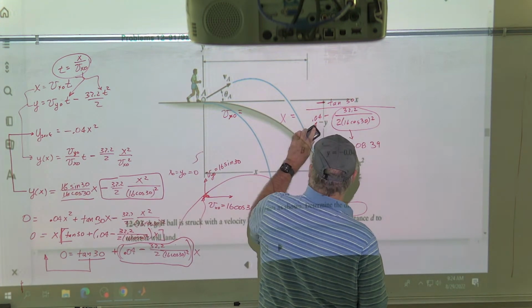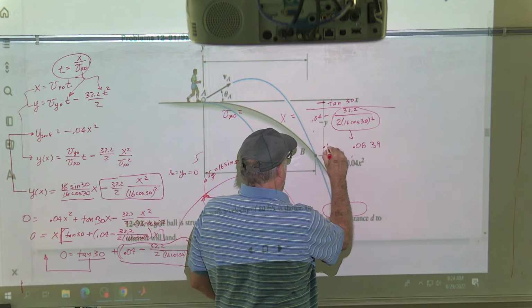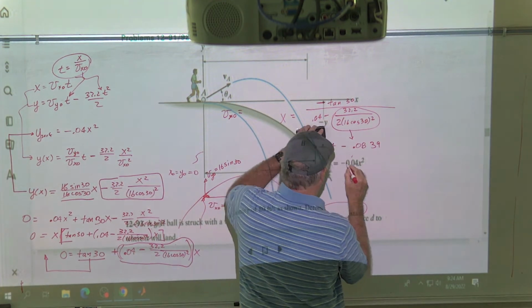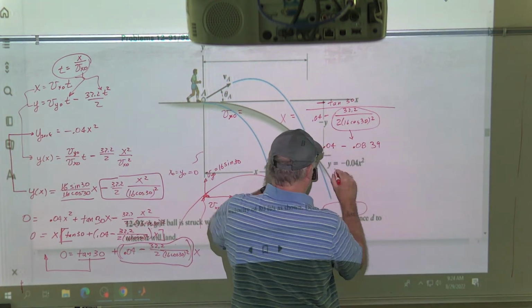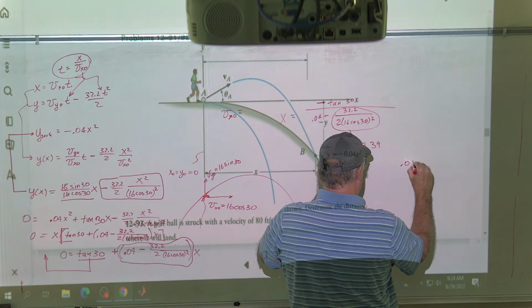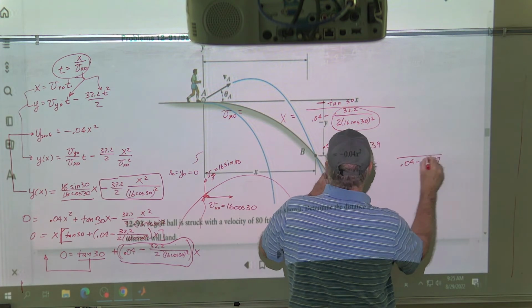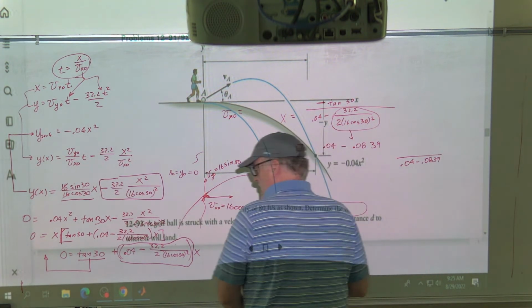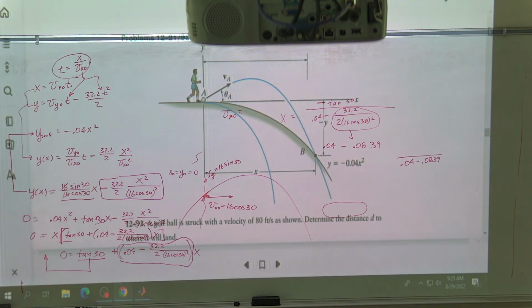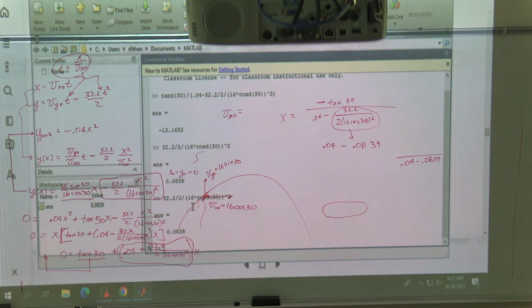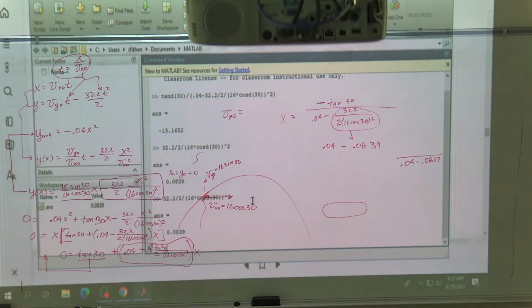So now I get 0.04 minus that, but let me move it down. Okay, let me move it over. 0.04 minus 0.0839 over, I do not know the tangent of 30 degrees. Tangent degree, 30 degrees, 0.5774.